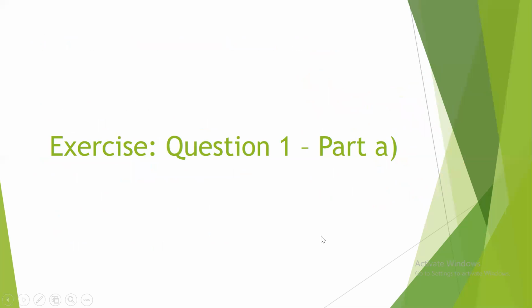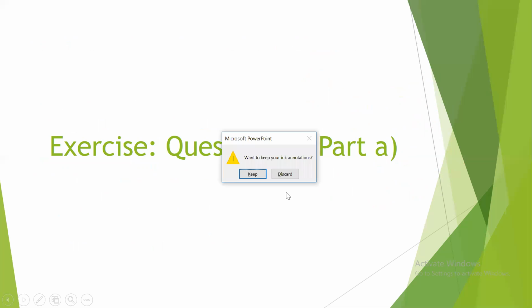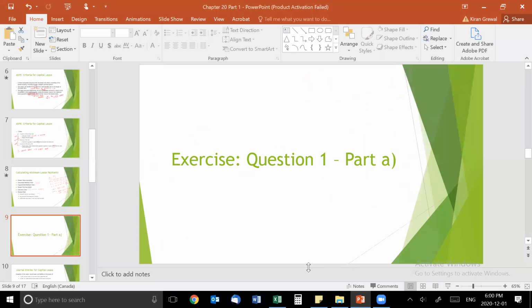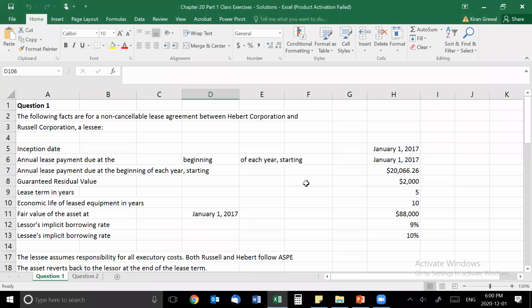All right, so let's try a question where we can practice the present value calculation and also practice how you get to either is it a capital lease or an operating lease. So if you go into the Excel chapter 20 part 1 at class exercises and go to question 1, we have a question here talking about a lease between Herbert and Russell Corporation. Okay, so we have all the information here and the inception date.